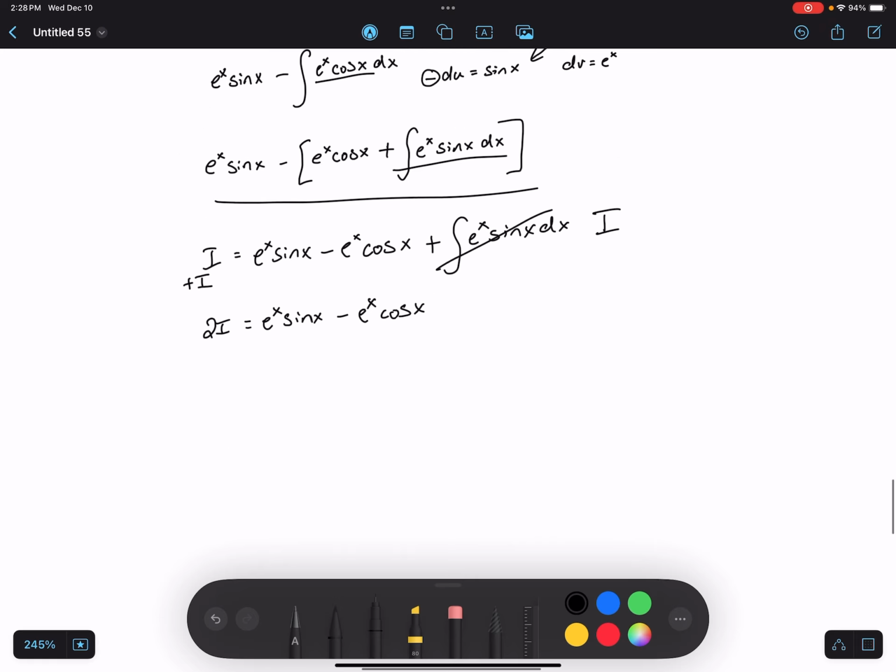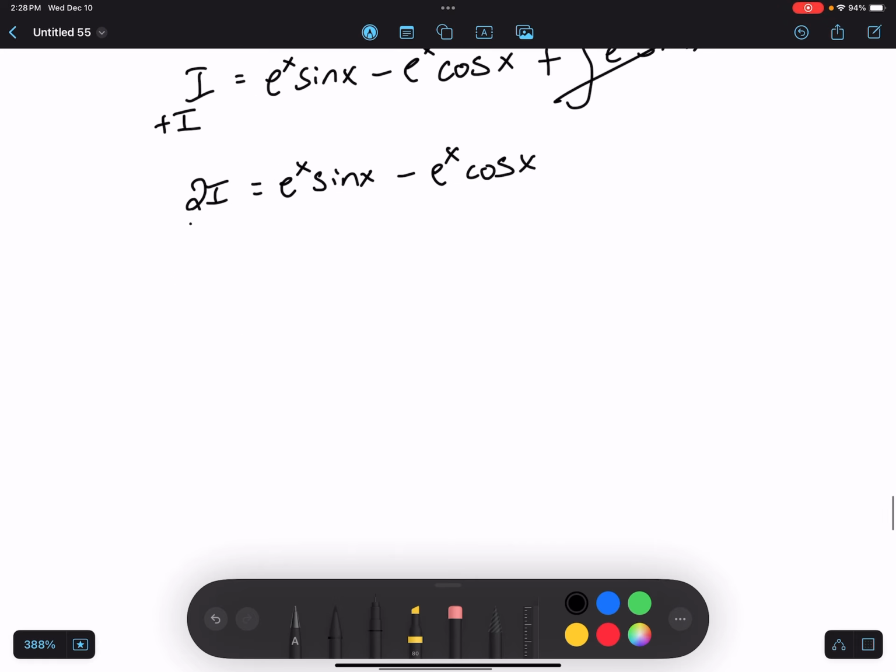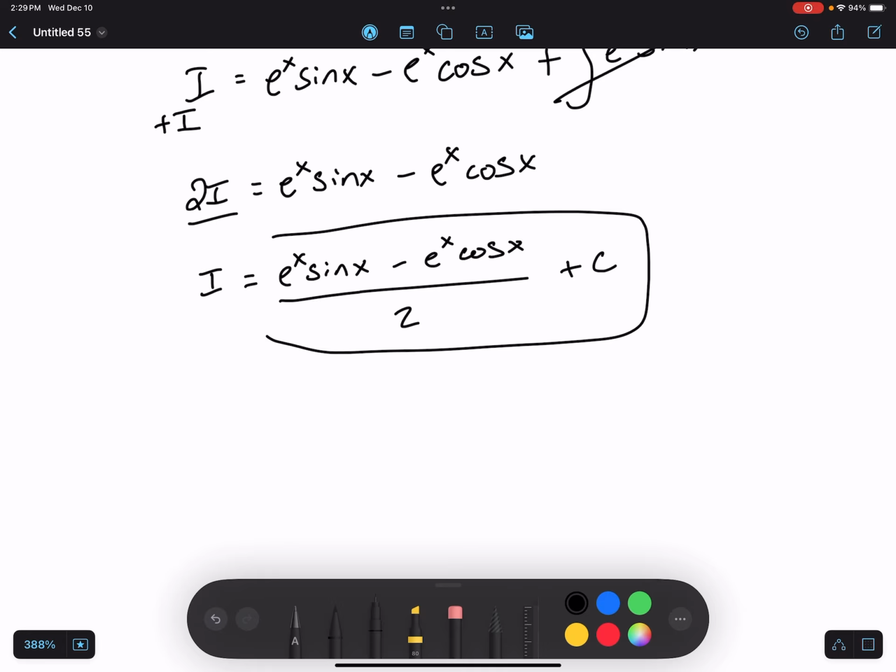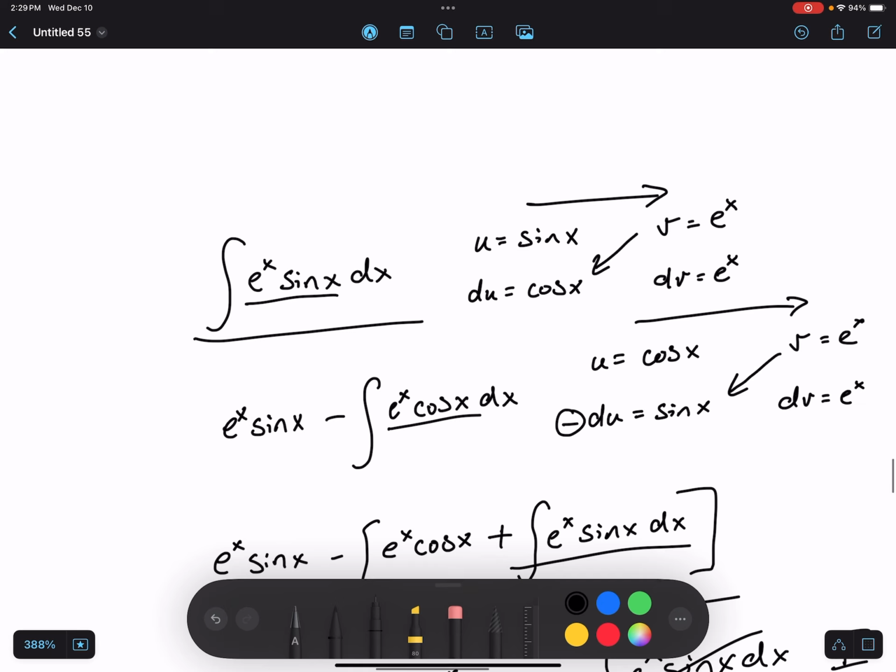And then finally, to solve for this integral, we just need to solve for I to find out what it equals. And so we'll say I equals e to the x sine x minus e to the x cosine x all over 2, and then remember to add the constant at the end. And so this is the solution for the integral of e to the x sine x dx.